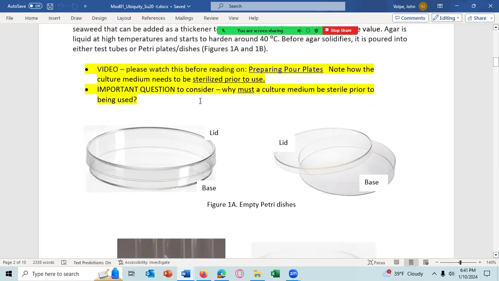Here's a little video for you to watch on preparing pour plates. You can watch it after I'm done talking. Note how the culture medium needs to be sterilized prior to its use, because if you try to grow something in a culture medium and it's not sterile, you're just going to have all sorts of organisms growing in it. An important question you must consider is, why must a culture medium be sterile prior to it being used?